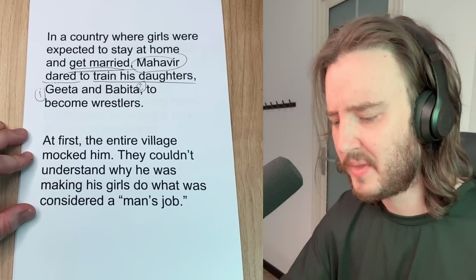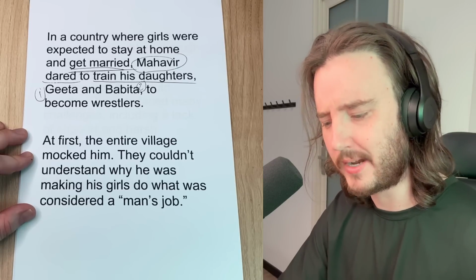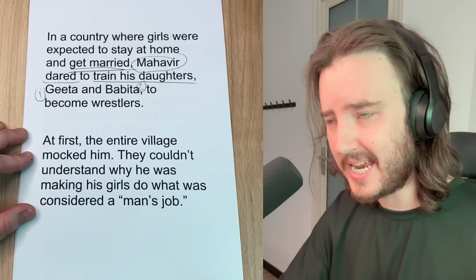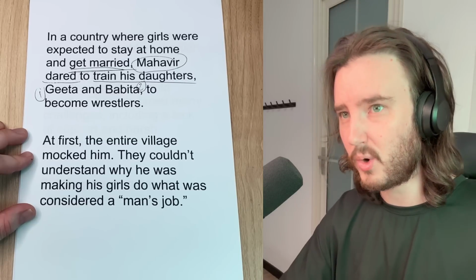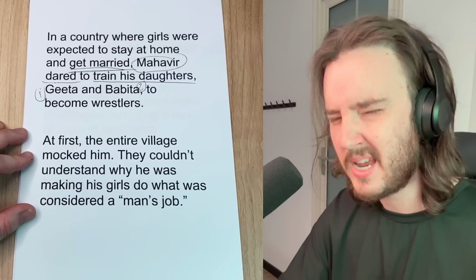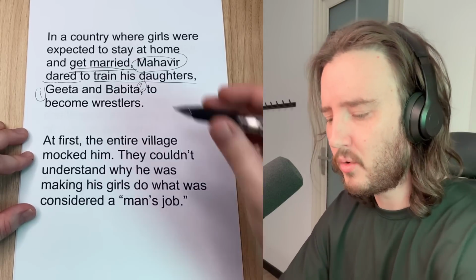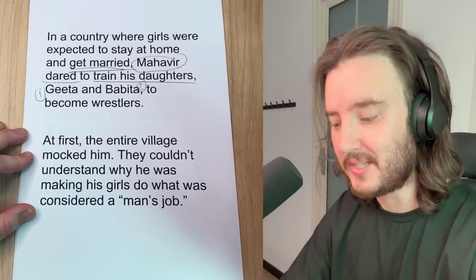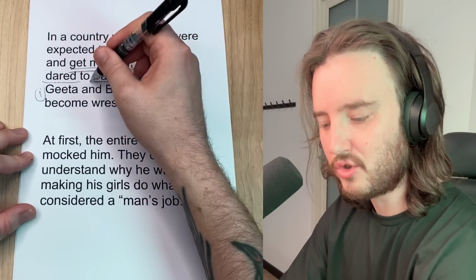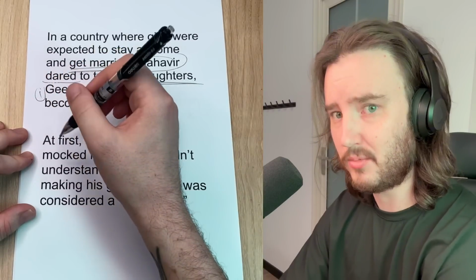Both are okay. Both ways of saying that are correct, right? Expectations of someone or expectations for someone, they mean the same thing. So anyway, he defied these expectations. He decides to train his daughters. Train them to do what?